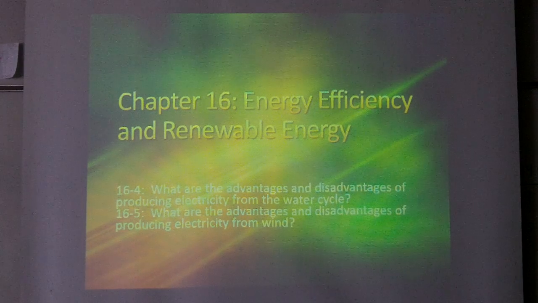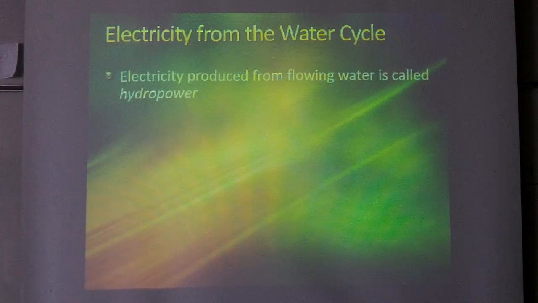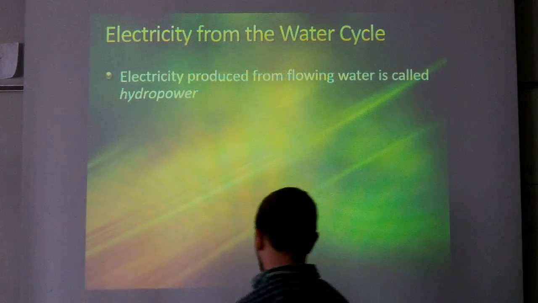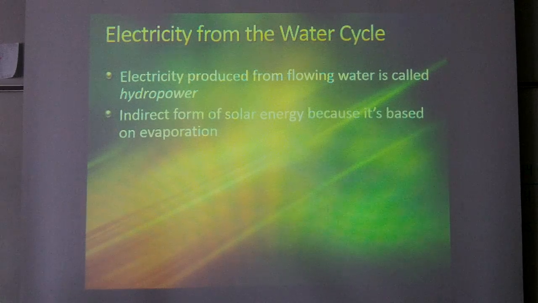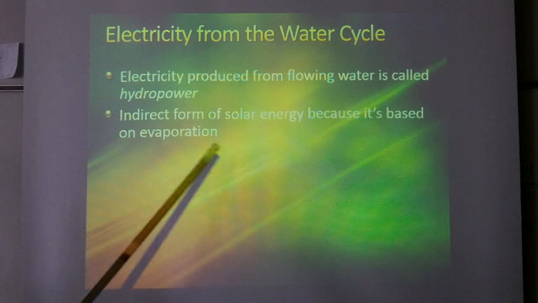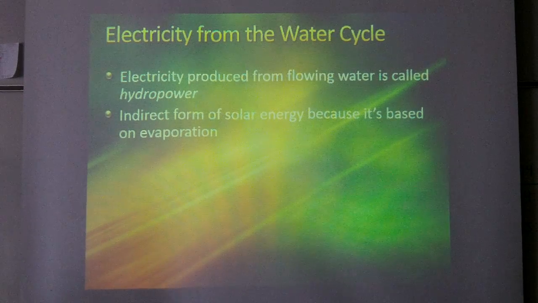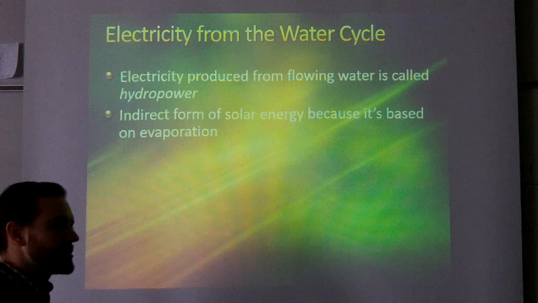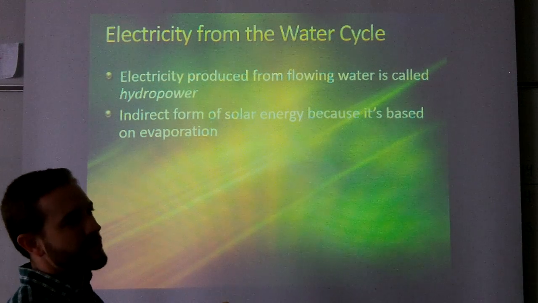16.4 and 16.5. What are the advantages and disadvantages of producing electricity from the water cycle and from wind? Water cycle, electricity. It's called hydropower, right? Hydroelectricity, right? That's good because hydro means water. This is an indirect form of solar energy because it's based on evaporation, right? Because the sun evaporates water, which then goes into the sky and then causes it to rain down eventually when there's too much in the sky, and then that lands and flows down, makes rivers, streams, etc.